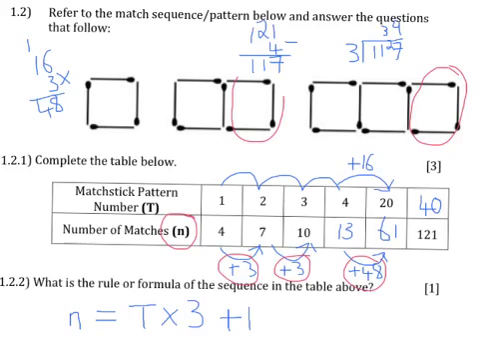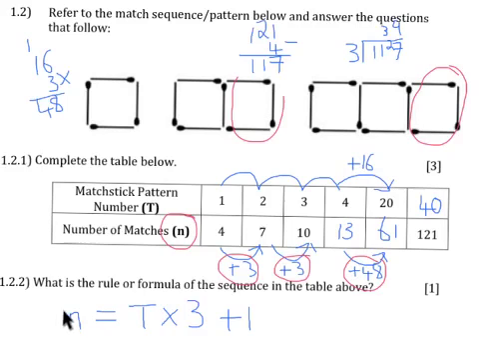Okay, and the beauty of a general rule is it works for every single case of the pattern. So let's just test it out randomly on maybe, let's say, the third one. So when we've got matchstick pattern 3, so t is 3, so we make t 3 over here. 3 times 3 is 9. 9 plus 1 is 10. So n is 10. And when t is 3, n is 10. So this is now a general rule that works for all of them.